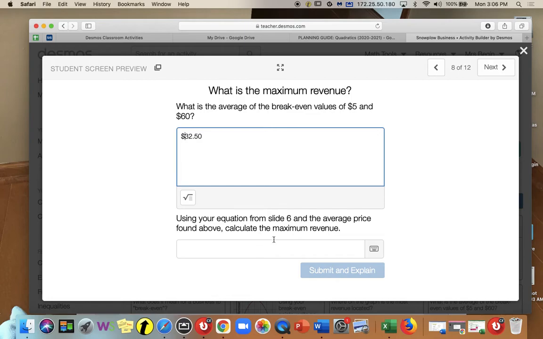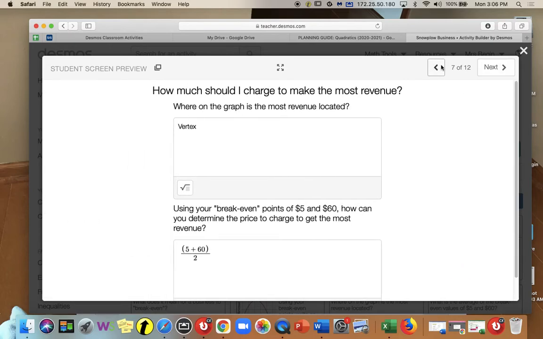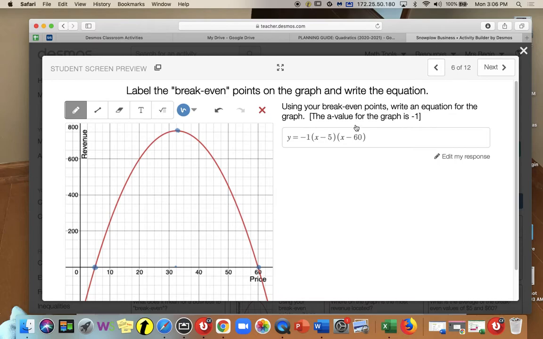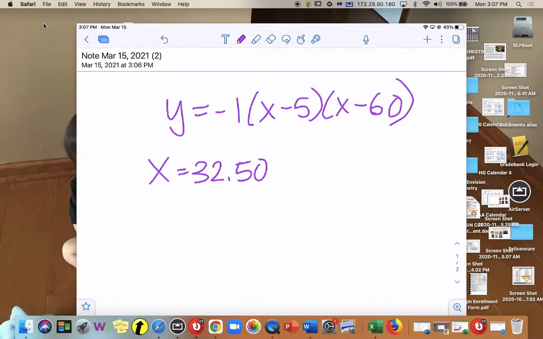Using your equation from slide 6 and the average price found above, can you calculate the maximum revenue? Okay, so we have to go back to slide 6. Here's my slide. I'm going to write this down because I need to show my work. So I'll write down my equation first: -(x - 5)(x - 60), where x equals 32.50.